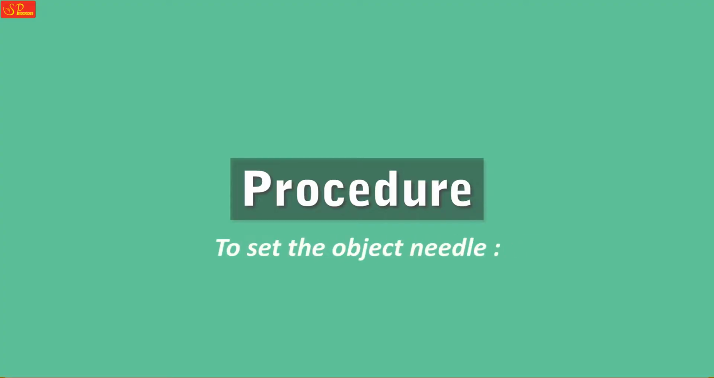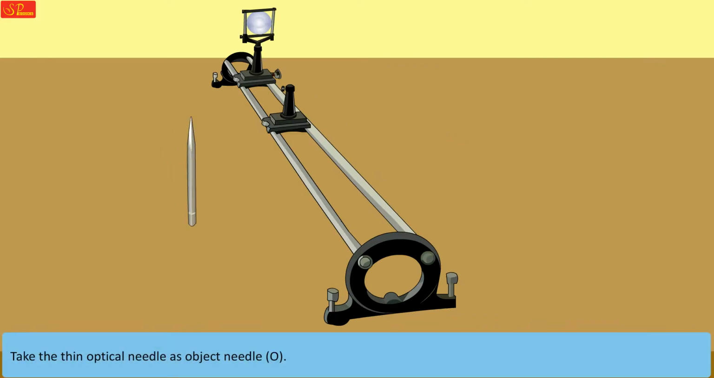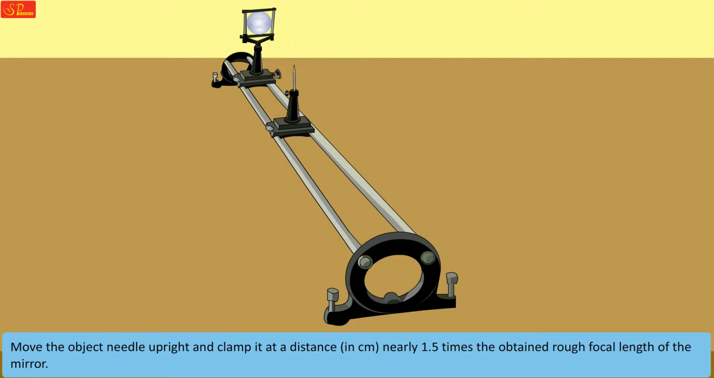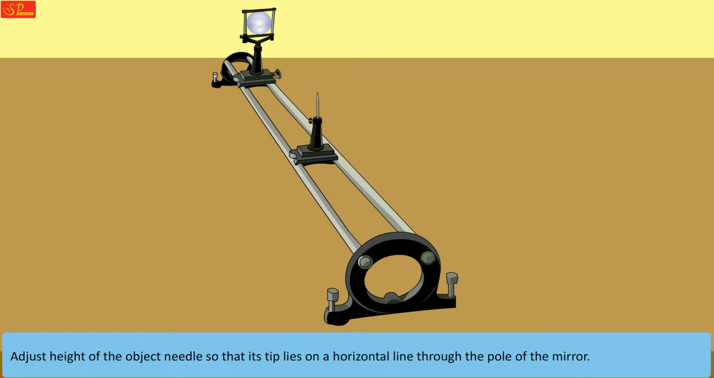To set the object needle, take the thin optical needle as object needle O and mount it in the second upright. Move the object needle upright and clamp it at a distance in centimeters nearly 1.5 times the obtained rough focal length of the mirror. Adjust the height of the object needle so that its tip lies on a horizontal line through the pole of the mirror.